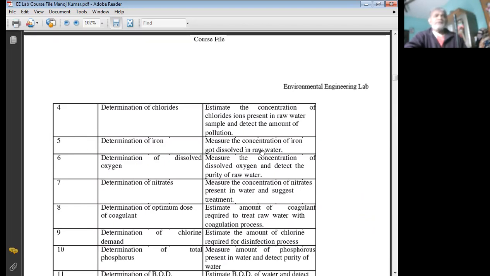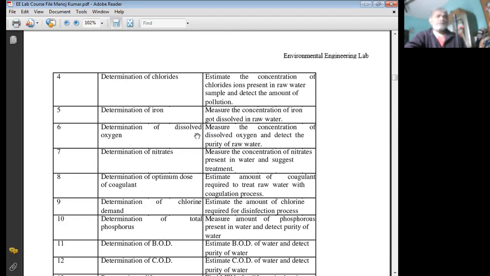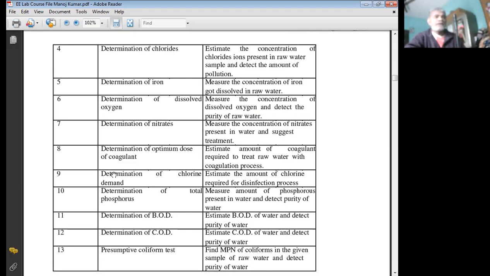Determination of the iron. Measure the concentration of the iron dissolved in the raw water. Determination of the dissolved oxygen. Measure the concentration of the dissolved oxygen and detect the purity of the raw water. Determination of the nitrite. Measure the concentration of the nitrites present in water and suggest treatment.